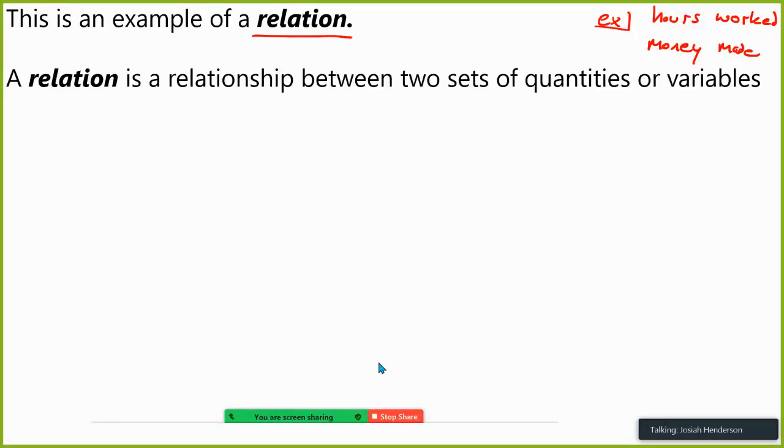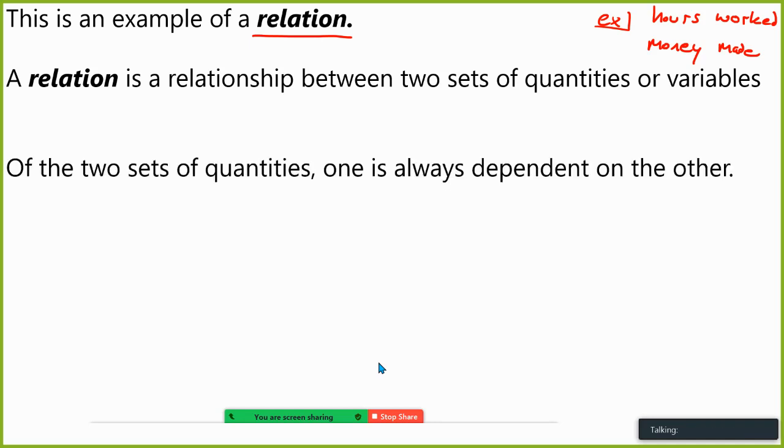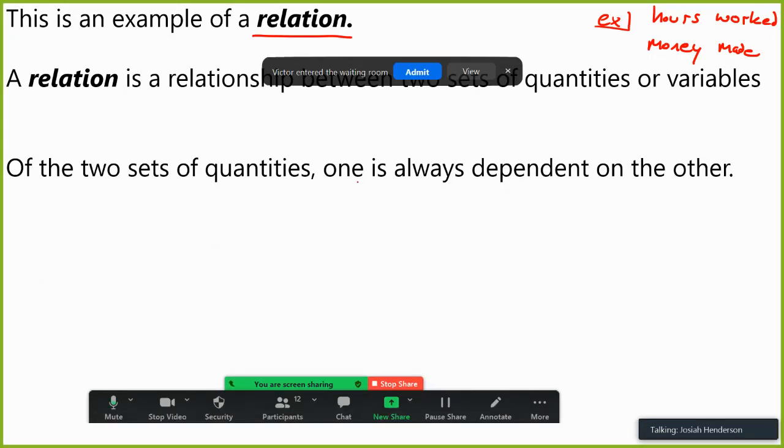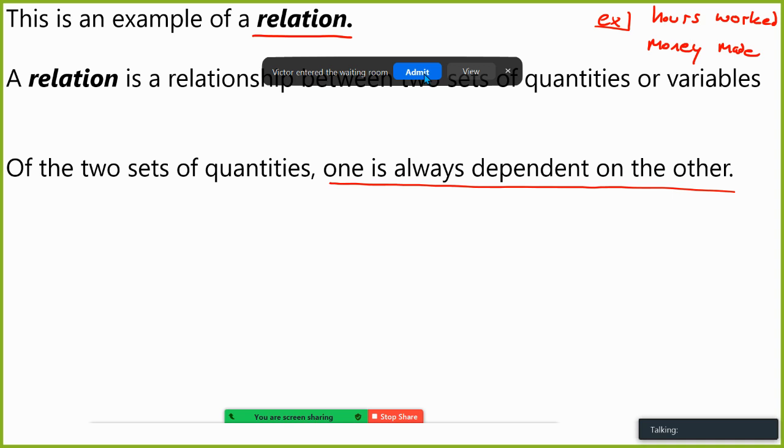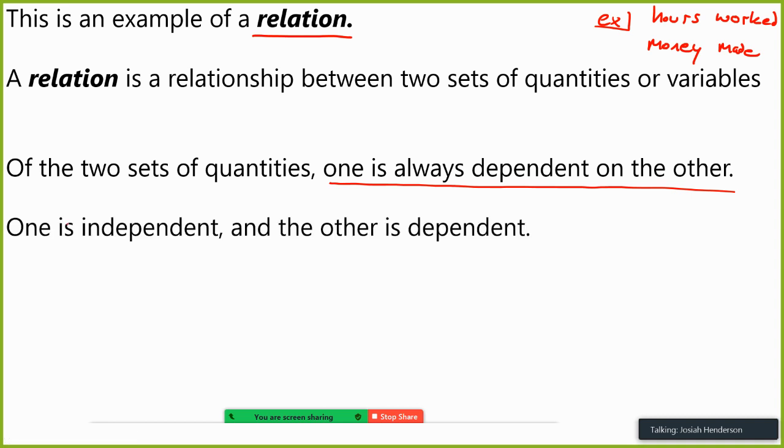Now, I also want to define independent and dependent variables. So far we've talked about relating two different variables together. We saw making a table with those two variables. But now we want to talk about, well, what types of variables? So every time we have a relation in a set of two quantities, one is always dependent on the other. One depends on the other. So that means one is independent. One acts on its own first, kind of, and the other one follows it.